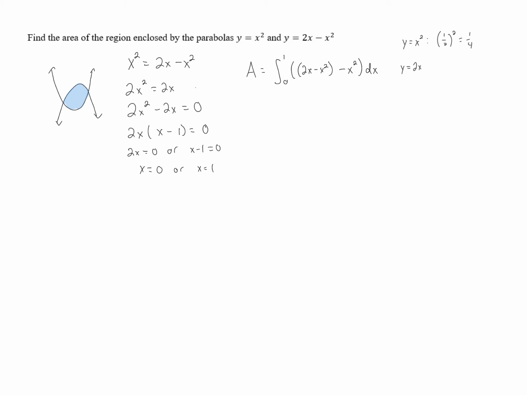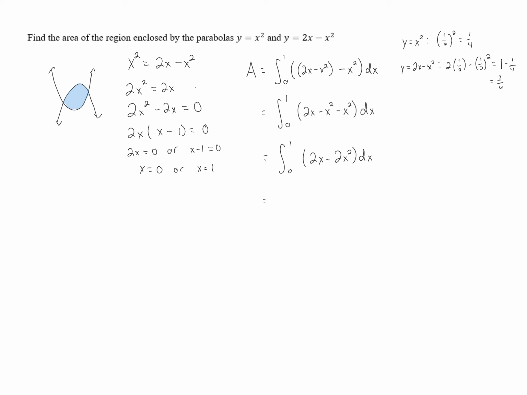If we look at y equals 2x minus x squared, that's going to give us 2 times 1/2 minus 1/2 squared. 2 times 1/2 is 1, and that's going to be 1 minus 1/4, which is 3/4. So we know that this is going to be the upper curve, and so that is going to be our f of x, and this is going to be the lower curve. That'll be the g of x that gets subtracted. And so we verified that this is the correct integral. So let's go ahead and simplify that integrand. We've got 2x minus x squared minus another x squared dx. That's going to be the same as 2x minus 2x squared.